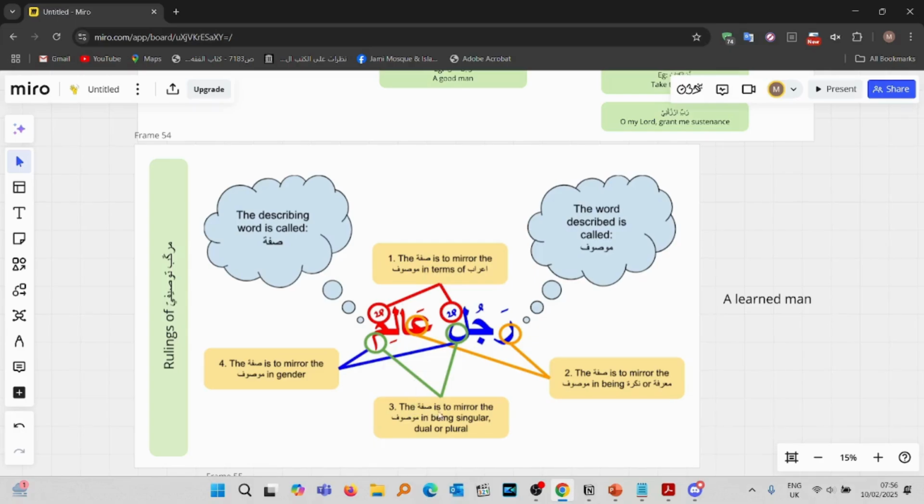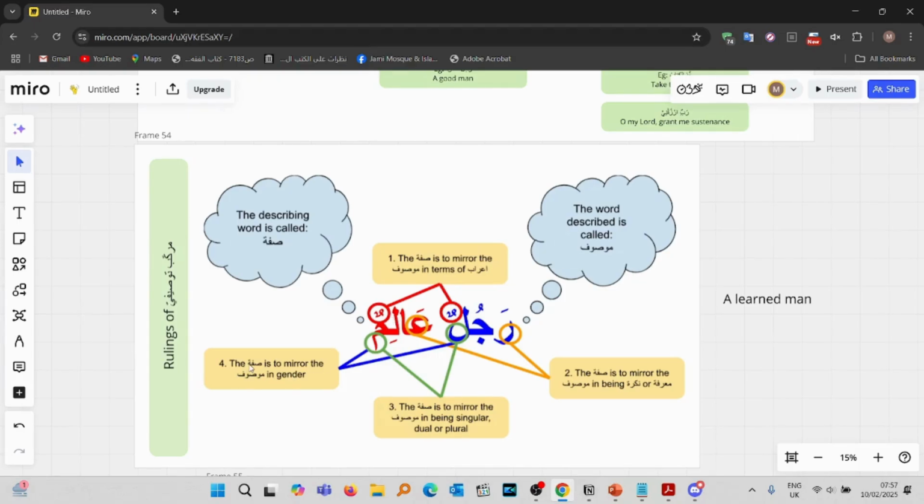The third rule: the sifa is to mirror the mawsuf in being singular, dual, or plural. So if the mawsuf, that which is being described, is singular, then the sifa will also be singular. If the mawsuf is dual, the sifa will also be dual. If the mawsuf is plural, then the sifa will also be plural. In this example, rajulun alimun, a learned man, the mawsuf, the first part of the murakkab, is singular. The sifa, the second part, the adjective alimun, is also nakira. Because rajulun is nakira, alimun is also nakira.